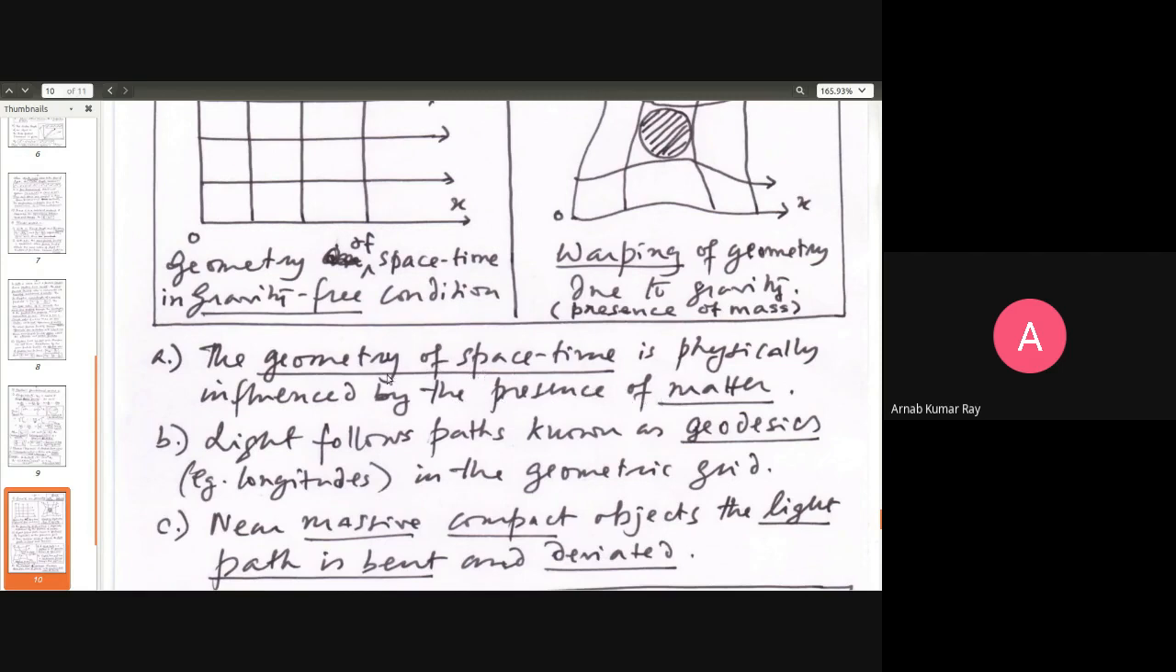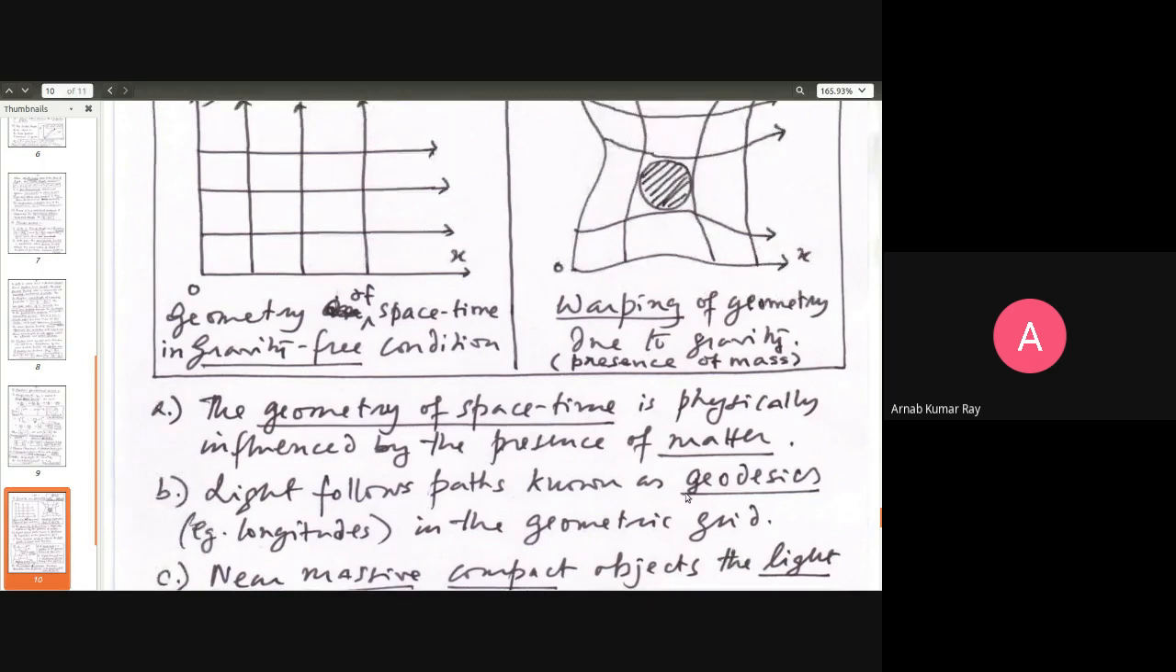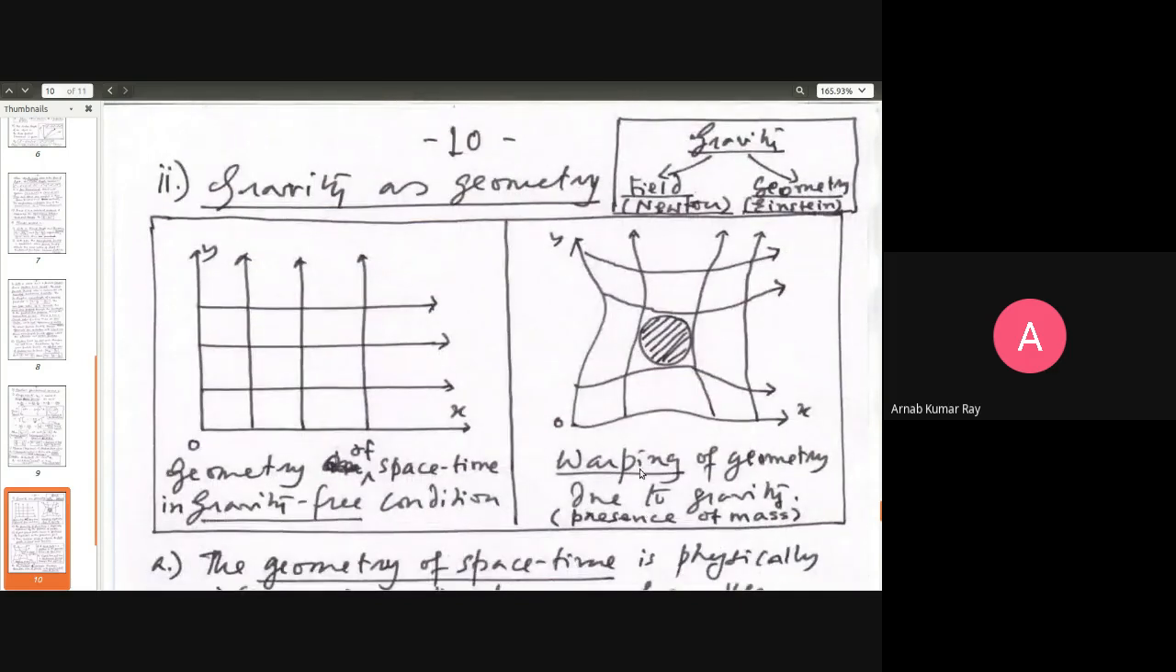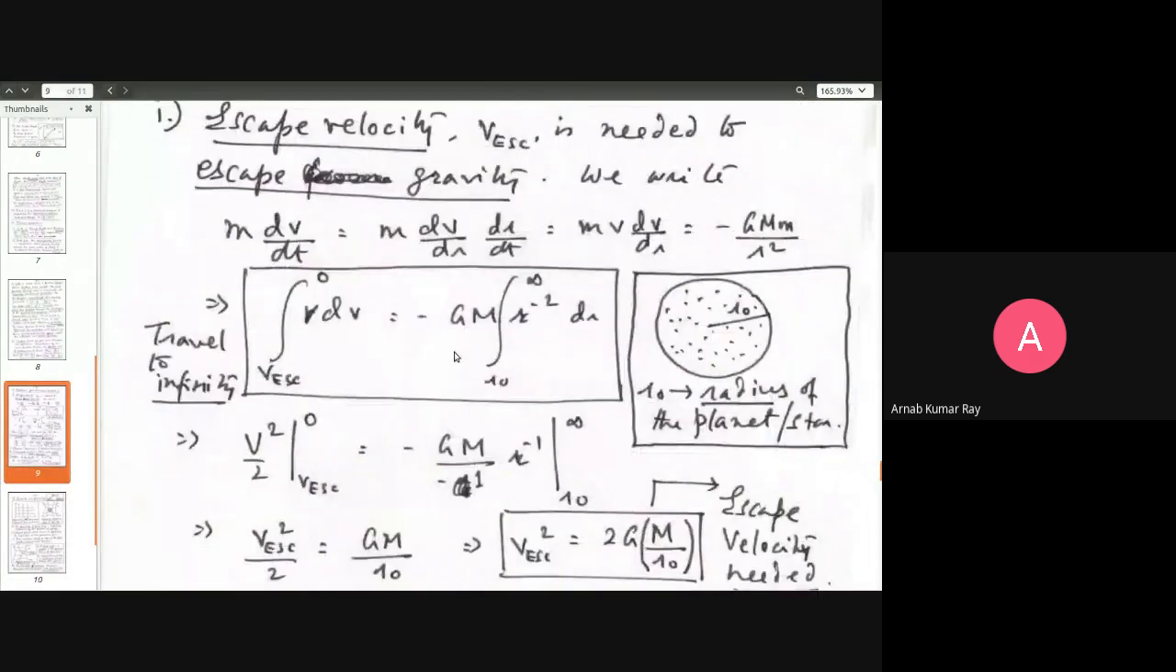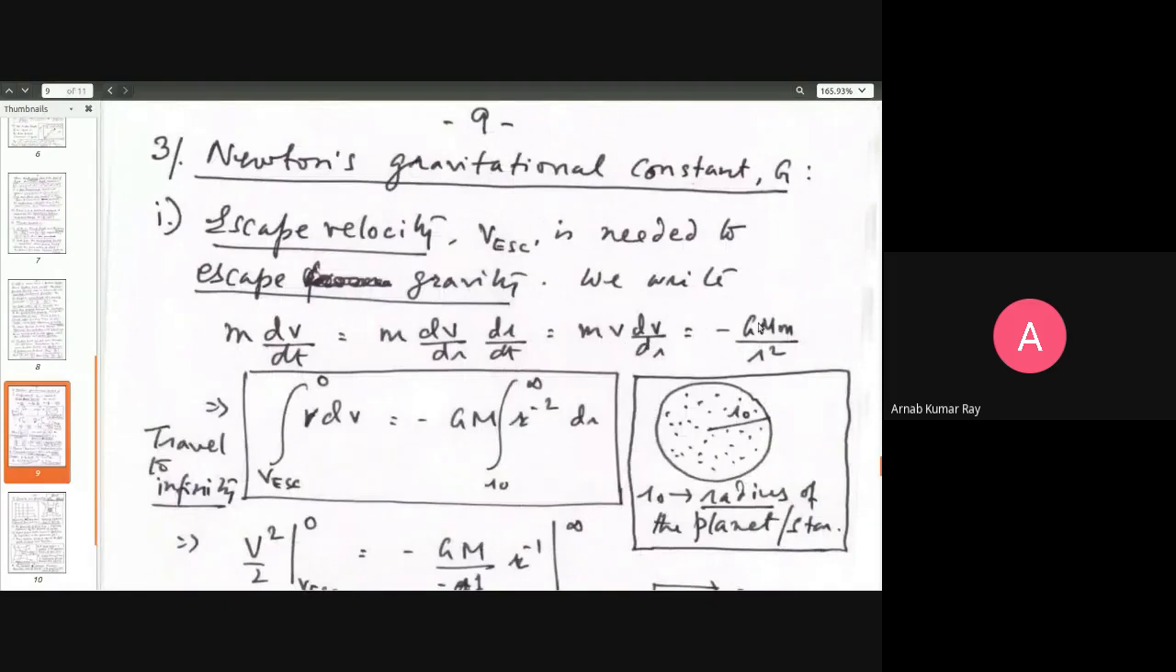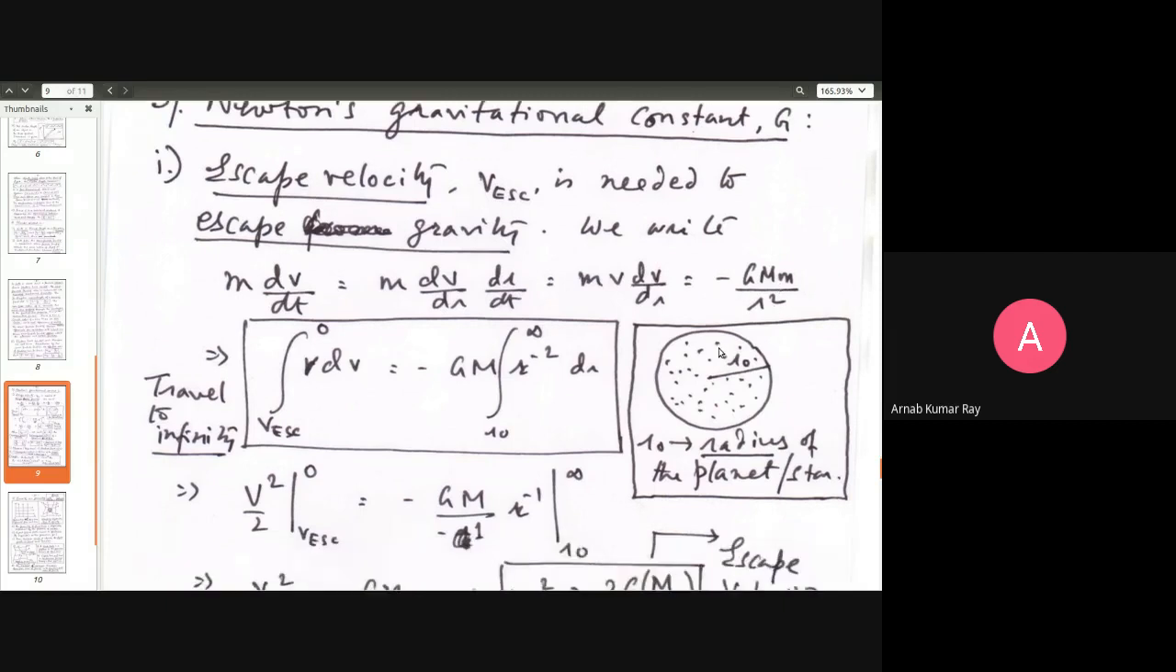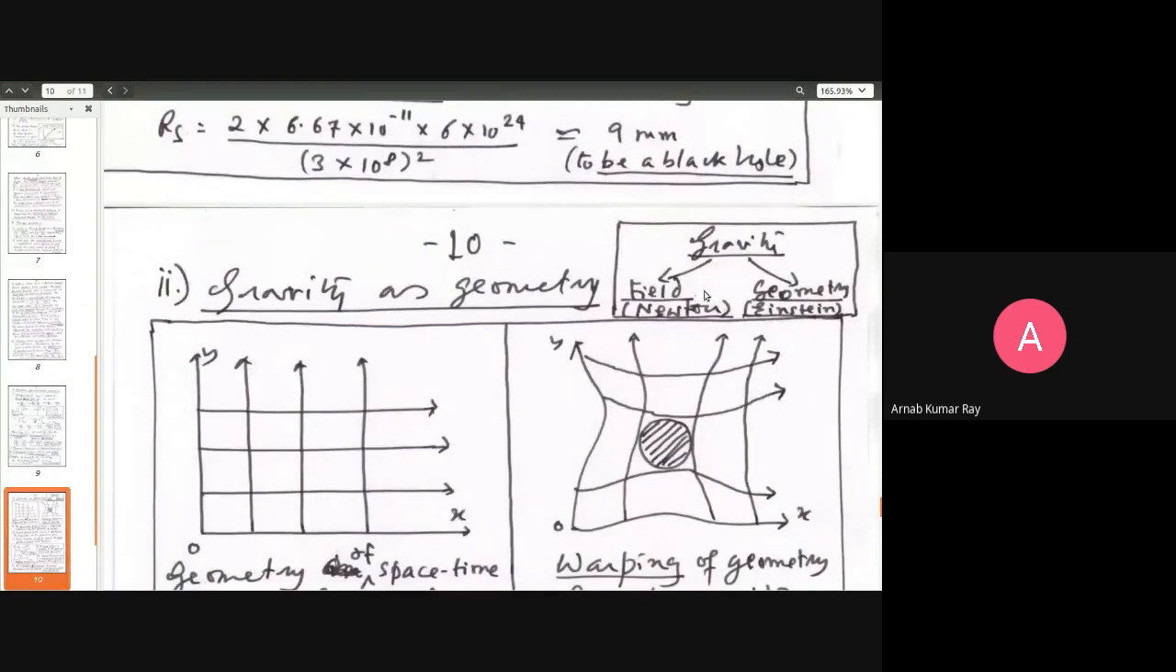So this is the whole idea of gravity. Light follows paths known as geodesics in the geometric grid. Let us now try to understand what I mean. If you are in the presence of a massive object, you'd fall towards that massive object. That is gravity. That is Newton's gravity. Einstein's gravity, you'd fall towards that massive object because the massive object will exert a force on it. What is the force? Minus G capital M small m by r squared. That is the force exerted by that object, and under the influence of that force, you'd be falling. So that is Newton's mechanical point of view.